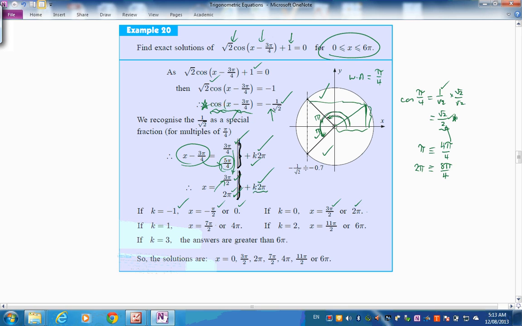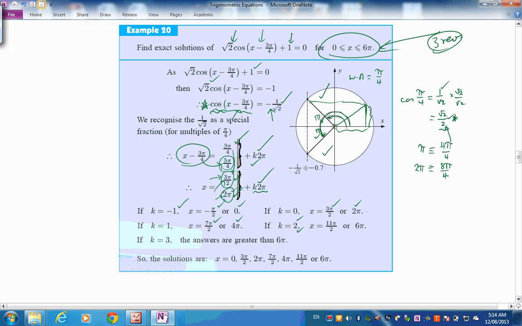If k is 1, adding on here in pi, what's our answers? Pi on 2 and 2 pi. Adding one lot of 2 pi, this comes to 4 pi on 2 plus 3 pi on 2 is 7 pi on 2. This comes to another pi, 4 pi. So we are allowed to spin around, we're allowed to spin around 3 revs if you like. So there are going to be more solutions.